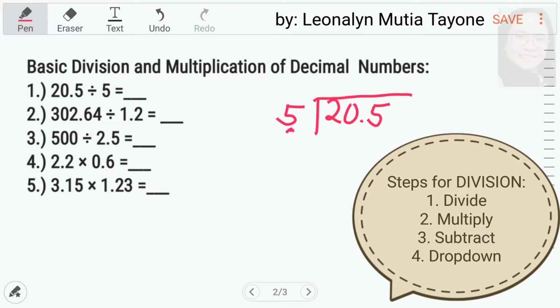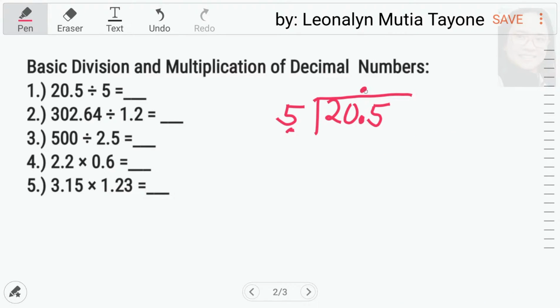Divide, multiply, subtract, and drop down. But this decimal, just copy it up, align it on top. Then we can proceed. 2 cannot be divided by 5, because the dividend part should be bigger than our divisor. So, let's include 0. 20 divided by 5, and that is 4.